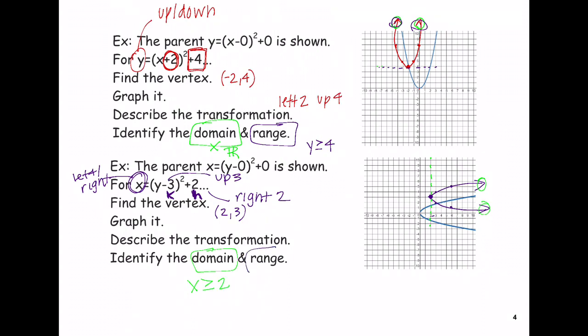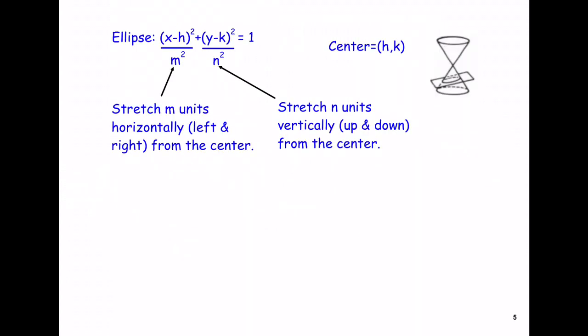When we look at our range, we see that our largest y value and our smallest y value are both going towards infinity, so it is all real numbers. When we take a look at our third type of conic function, we have an ellipse.